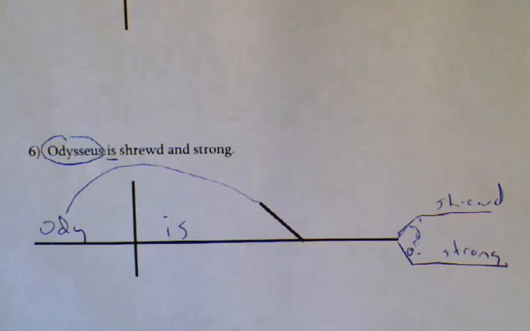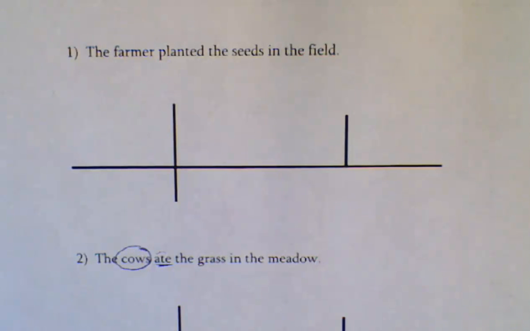Students, if you're struggling with this, I want you to go back through the examples now. And if you are not struggling with this, you can stop it here. If you are struggling, I'm going to walk you through a couple examples. Okay, example 1. The farmer planted the seeds in the field. Is it an action verb or a linking verb? Could we say farmer equals seeds? No. Is planting something you can do physically or emotionally? Yes. So it is an action verb.